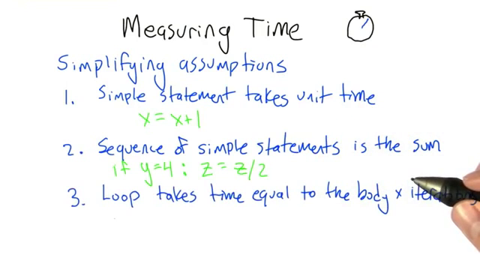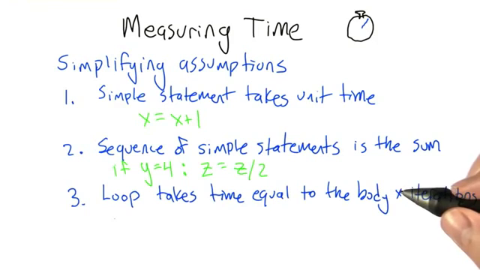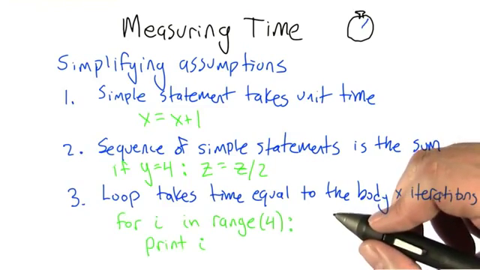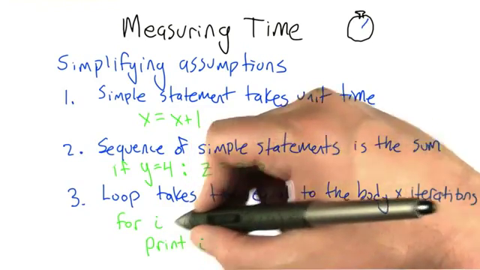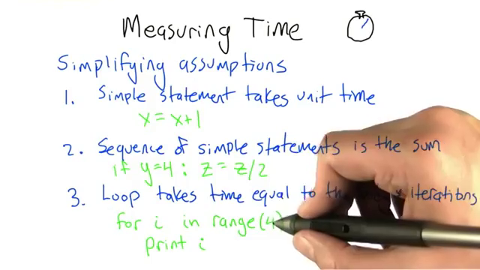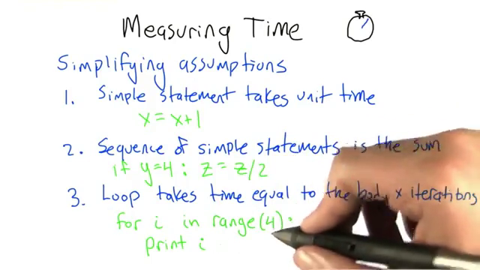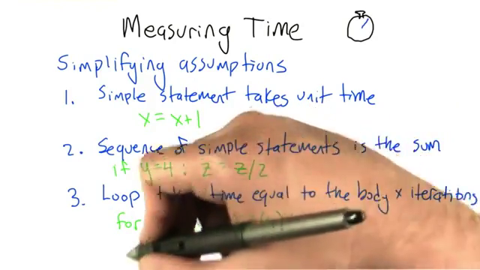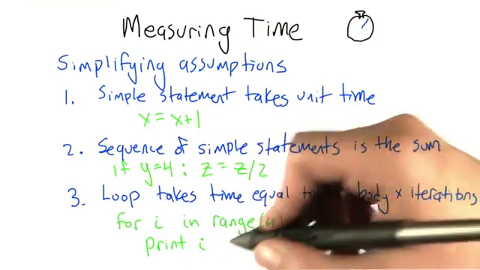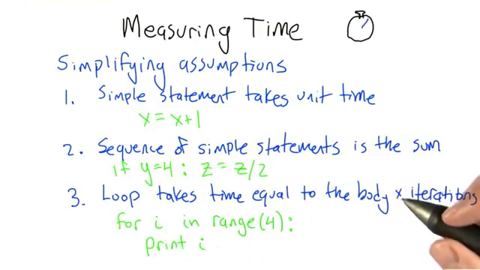So it follows from these assumptions that the running time for a loop is going to be equal to the time it takes for the body of the loop to run times the number of times it's repeated, the number of iterations. So a block of statements like this, where i takes on a set of values 0, 1, 2, and 3 and prints each one, we'll say that this takes 4 units of time because this print statement is repeated 4 times. So let's see if you're getting the hang of this.